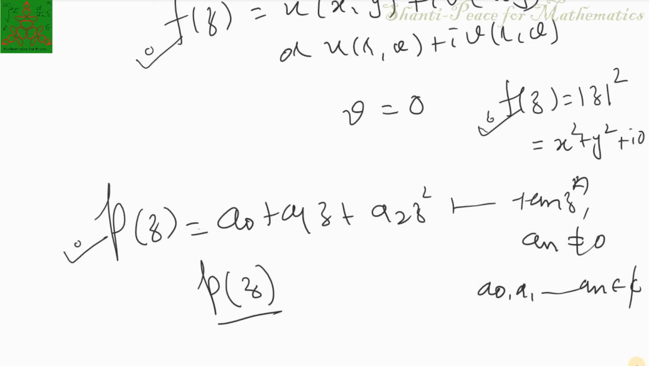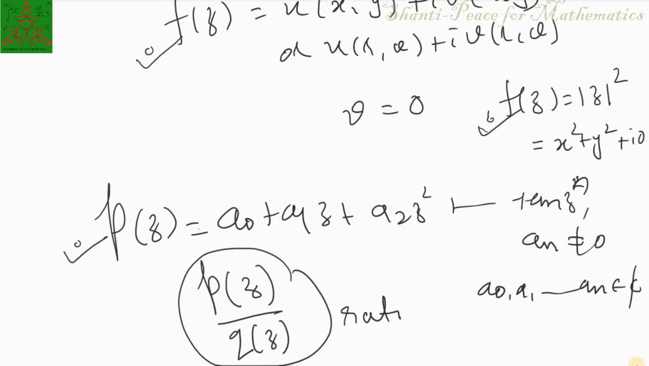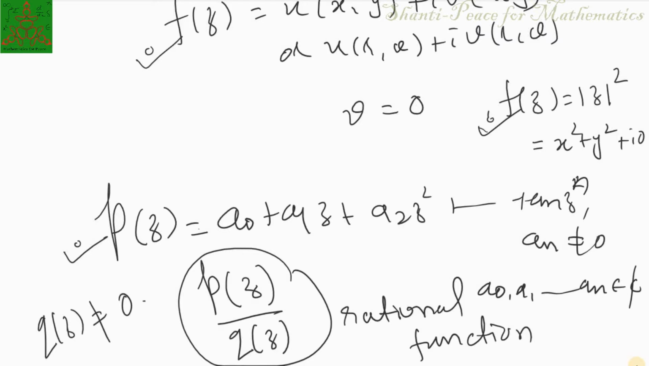If p of z upon q of z is there, then such functions are called rational functions. What is the domain of this function? Domain of the function is whenever q of z is non-zero. That will be the domain of that function, and these polynomial functions are defined over the entire plane. So these rational functions are defined except where q of z is 0.